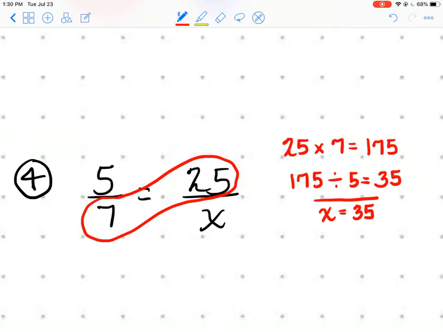And all we're doing is saying, when you see the x, say to yourself the missing number. So the missing number is 35. That's all that x is, a missing number. So anytime you see it, instead of saying x, you can say missing number. And that's what you're trying to find.